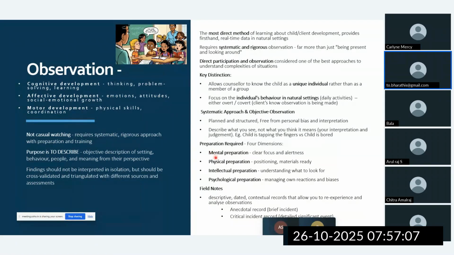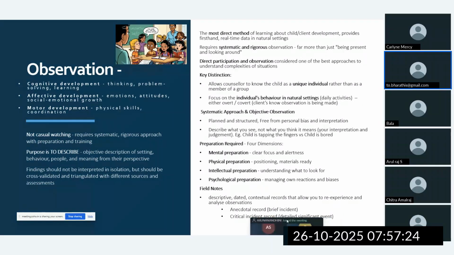And psychological preparation, as I said: don't bring your bias, your interpretation, the individual counselor's interpretation, into the way we observe. Here we just come as an observer without any strings attached, right?